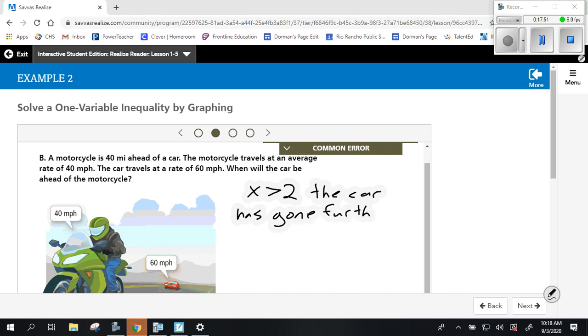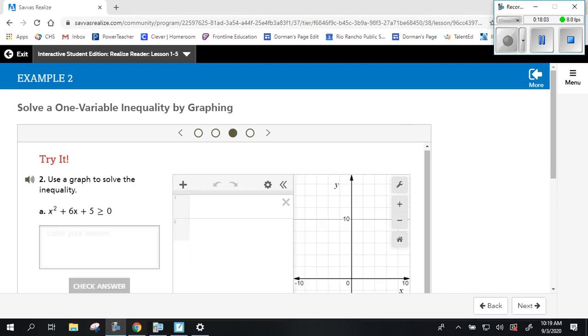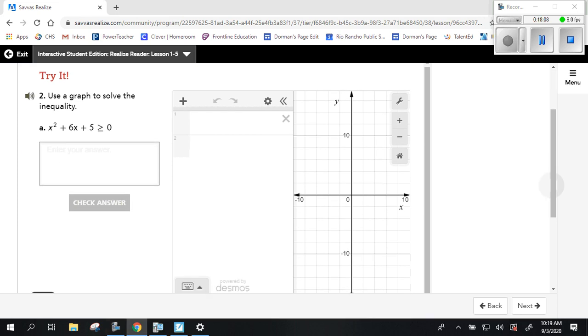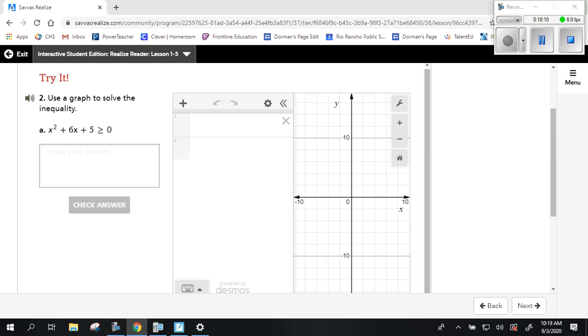All right. Let's get another example in. So here we are. We've got the calculator right here. I just want to show you what you need to do. We're going to split this up into 2 pieces. So essentially, we're going to graph y equals x squared plus 6x plus 5, and we're going to graph y equals 0.